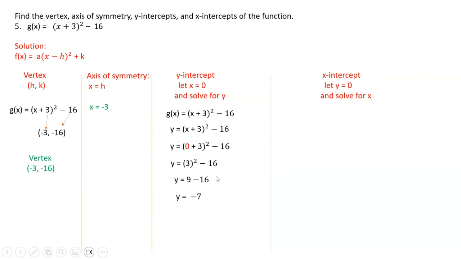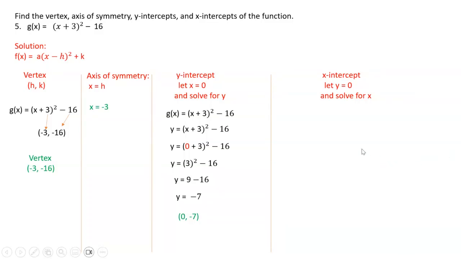I got the answer after the second step, where I plug in the 0 for the x, because the other work you can do in your head. But if not, guys, you do all the work. So it's going to give us (0, negative 7).